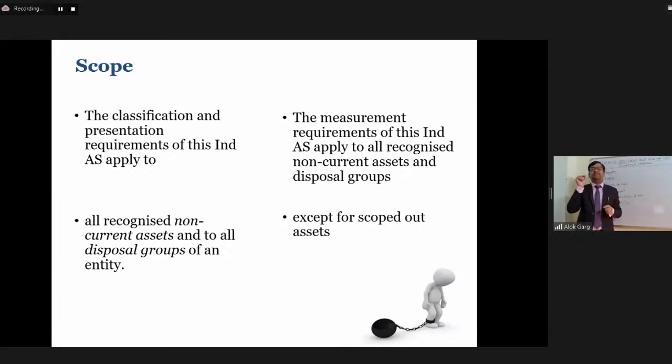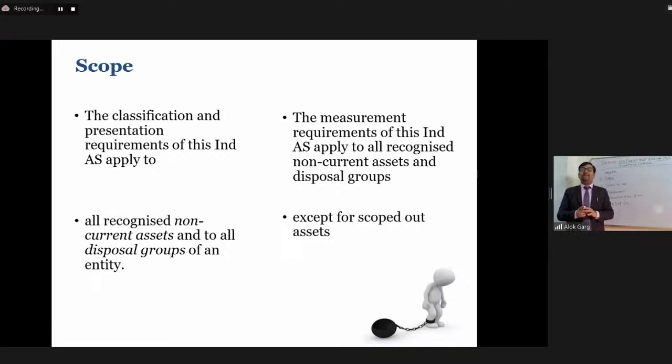Okay, so we need to understand the criteria. Then we need to understand when an asset has been classified as non-current asset held for sale, then at what value it has to be measured. This standard says that it has to be measured at the lower of carrying value and fair value less cost to sell. It means when a particular property, plant and equipment is classified as a PPE held for sale, in that case, apart from carrying value, fair value less cost to sell is required to be measured on that particular date.